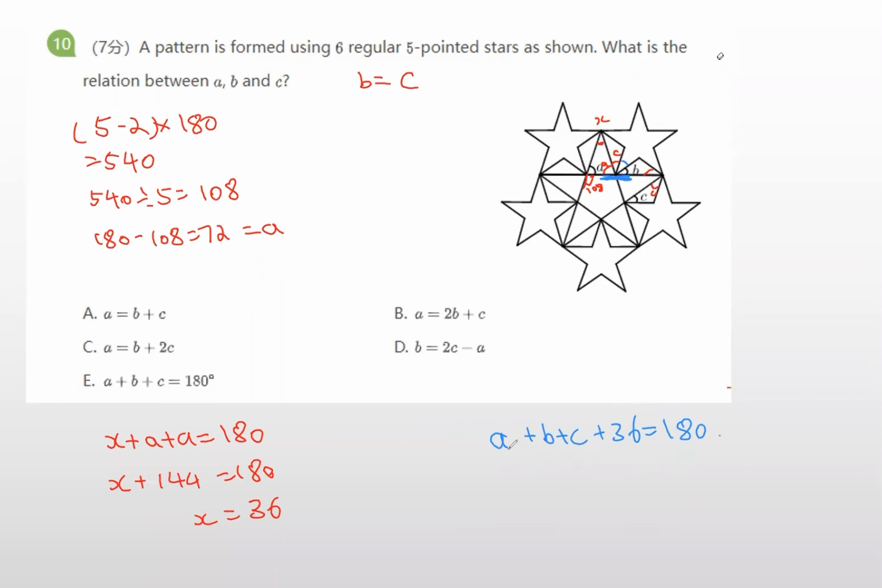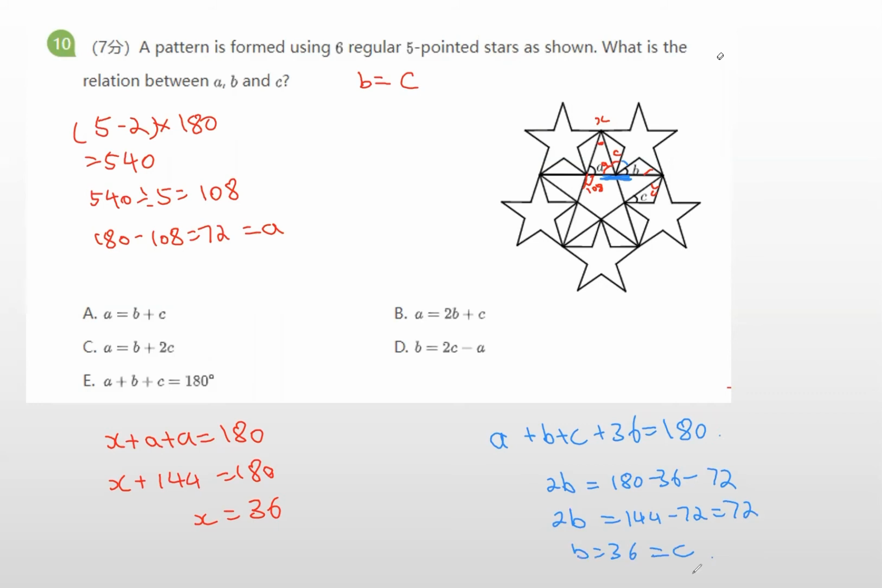So here, A is 72, we know that. So B plus C, and B is equal to C. So we can just write 2B is equal to 180 minus 36 minus A, which is 72. So 2B gives us, if you do the take away, that's 144 take away 72, which is 72. So B is just 36, which also means C is 36.